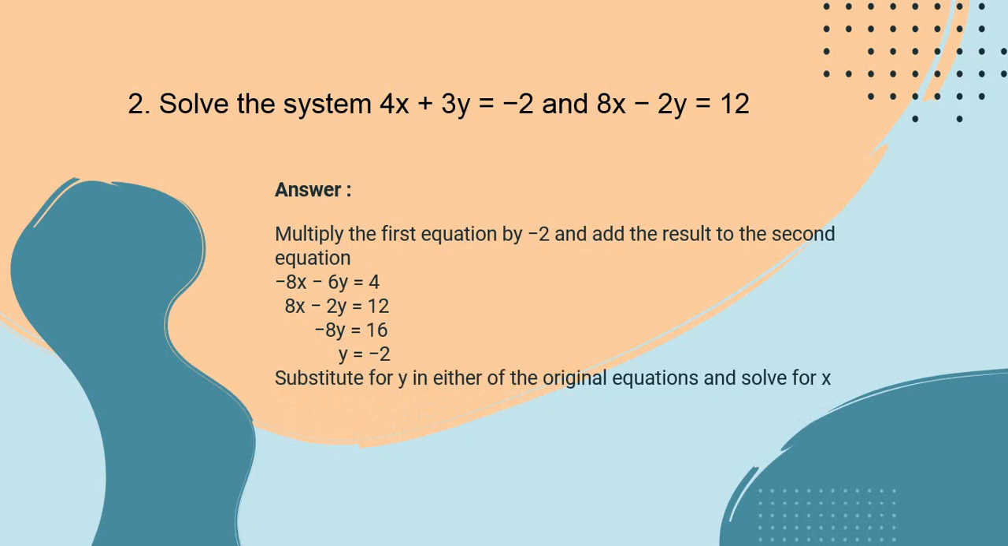Second, substitute for y in either of the original equation and solve for x. 4x plus 3 times minus 2 equals minus 2. 4x minus 6 equals minus 2. 4x equals 4. X equals 1. So the solution is 1 and minus 2. X is 1 and y is minus 2.